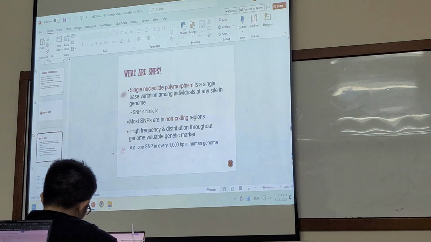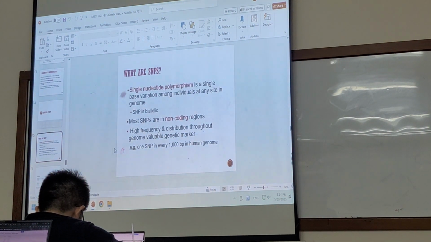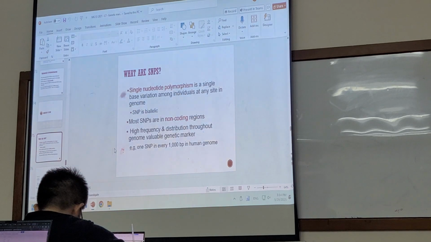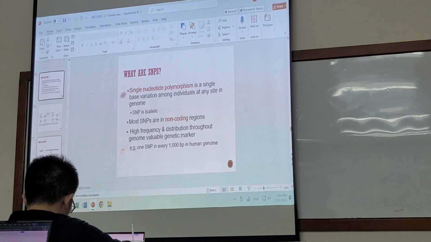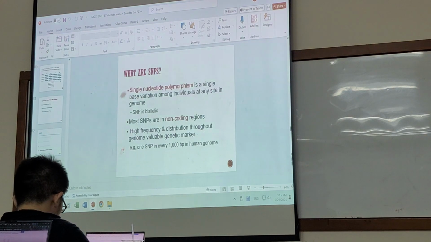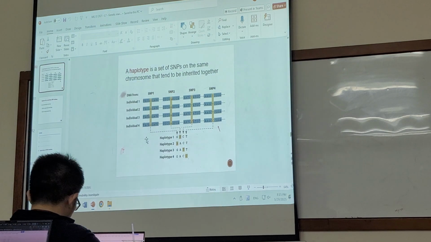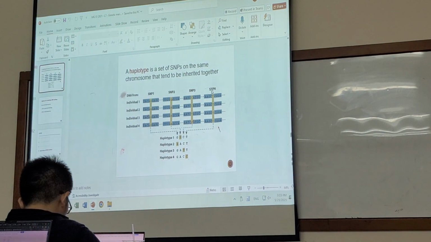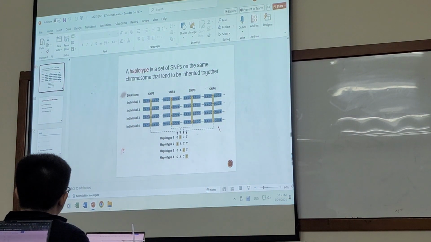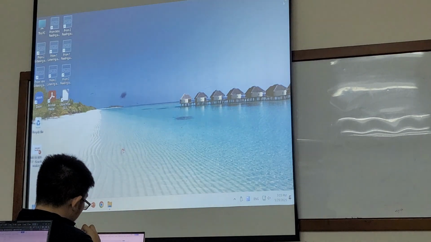And then you have the definition of SNP, single base variation. For SNPs, one term is haplotype: a set of SNPs on the same chromosome. The keyword is same chromosome. Remember that. So that's it for lecture 7.